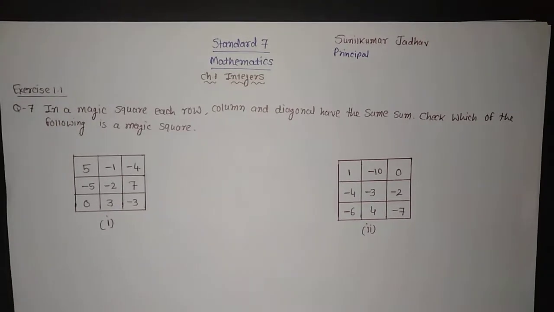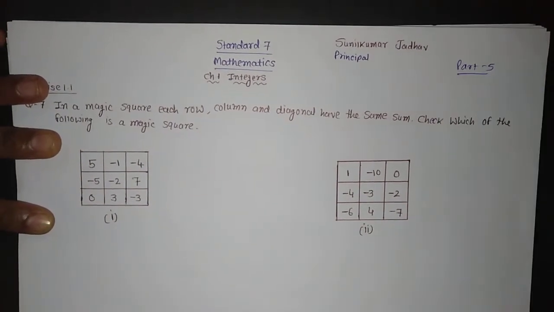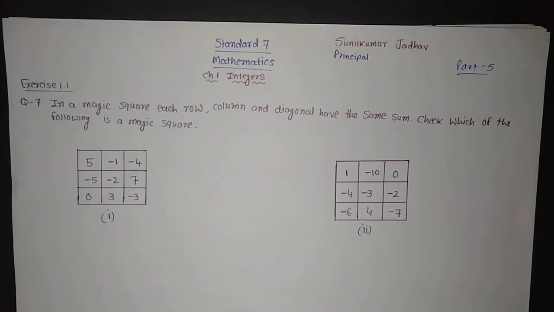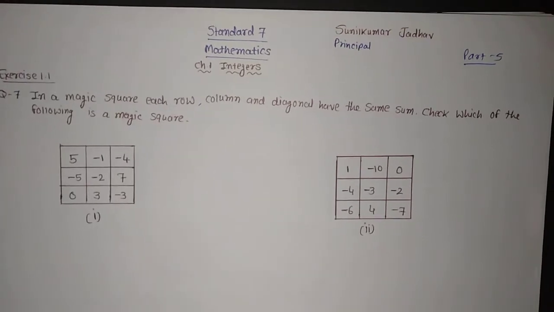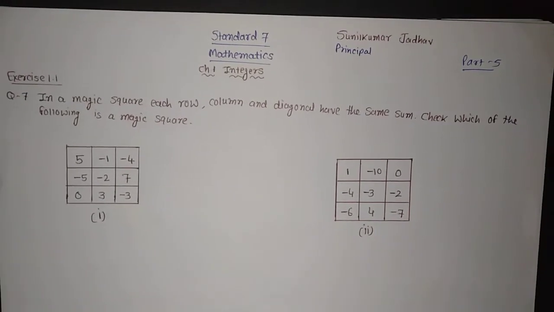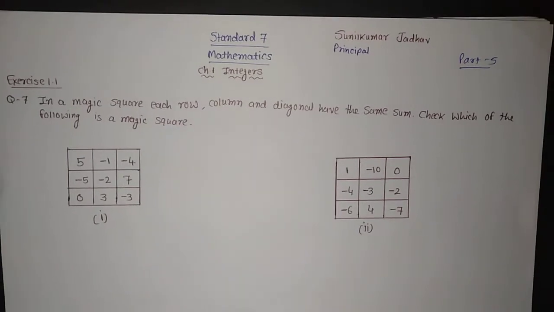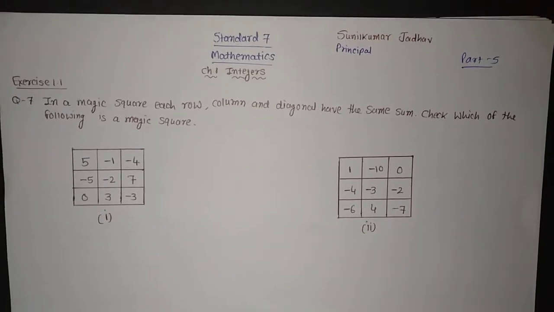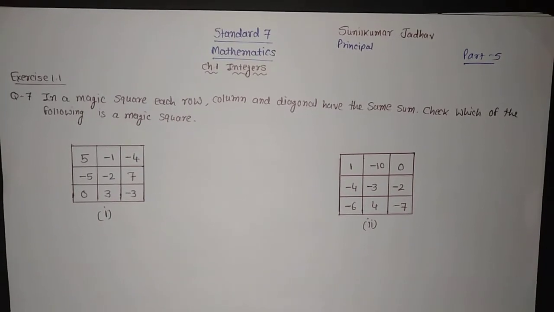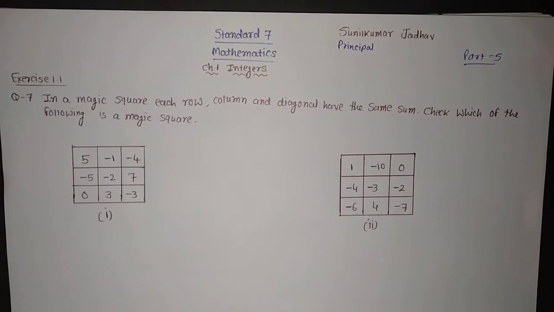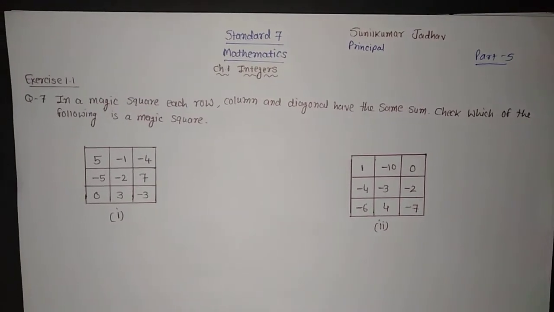This is part 5. We already learned the different things in parts 1, 2, 3 and 4. If you have not seen the previous parts, then see them to understand the concept. Exercise 1.1 questions number 1 to 6 have been solved in those parts. So see those parts and then you will see this part, so you will understand the concept very clearly. In this video we are going to see exercise 1.1 question number 7.